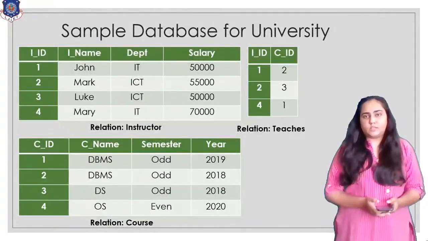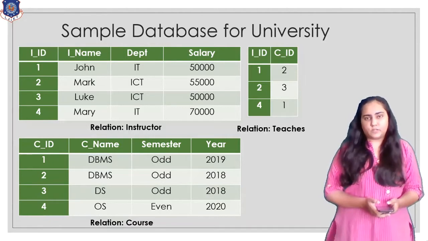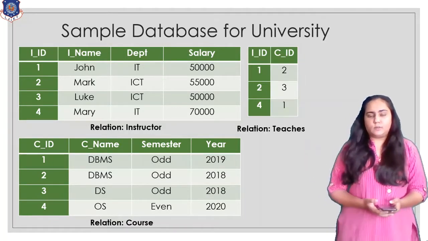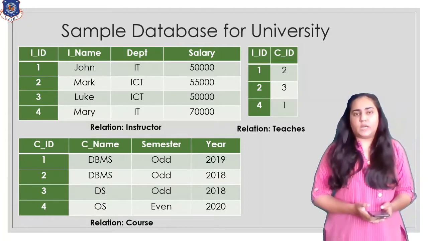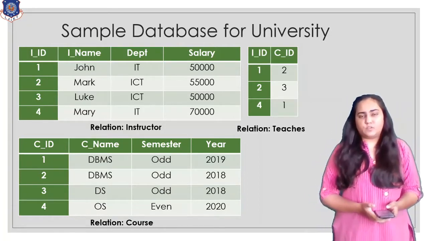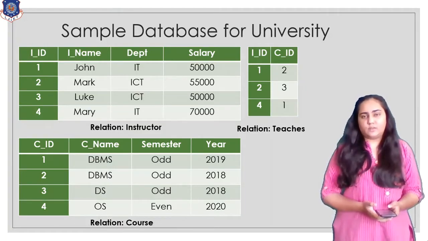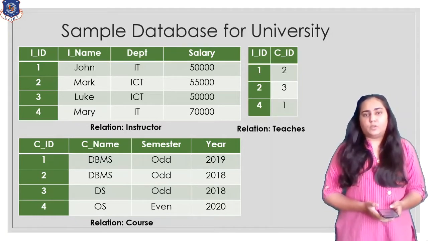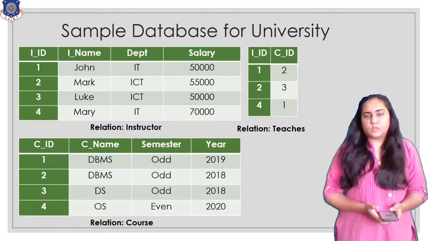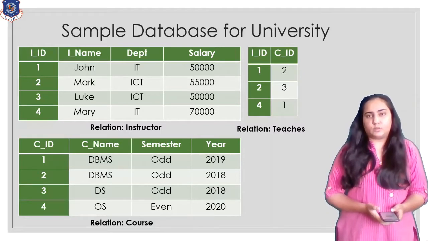Once again, the database that we will be using is the sample database for a university. It contains 3 tables. The first table is the instructor table, which tells you the ID of instructor, the names of instructors, the departments, and salaries of these instructors. And the second table we have is the course table, which shows you the ID of the course, the names of all the courses, the semesters in which they were taught, and the year in which they were taught.